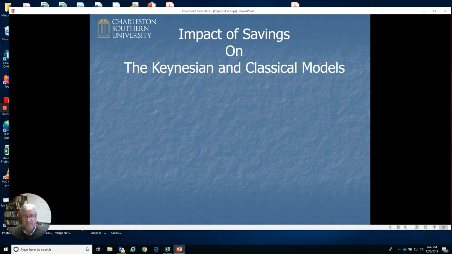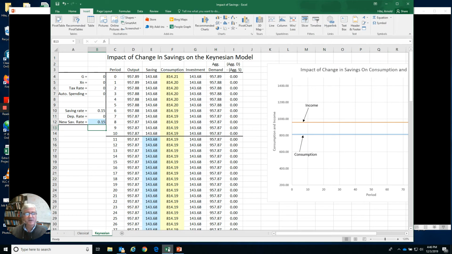All right, so if you want a more detailed and precise explanation of what's going on, you need to look at this Excel file, which I've also prepared. Let me pull it up for you. So this is an Excel file for the Keynesian model.